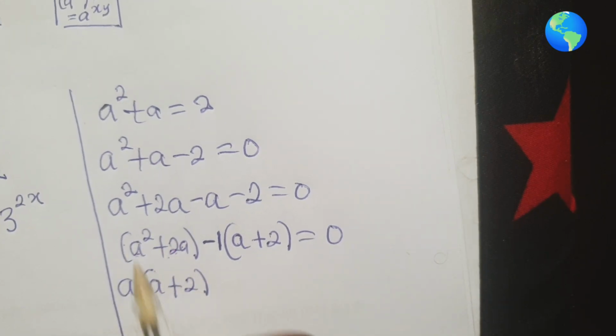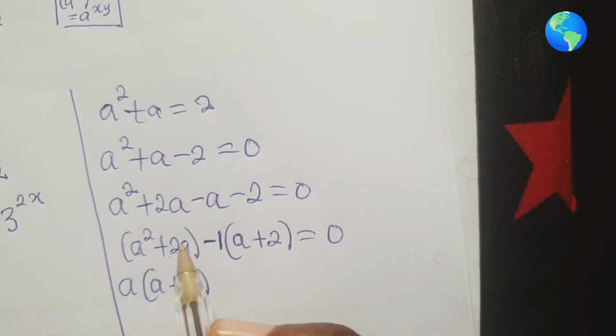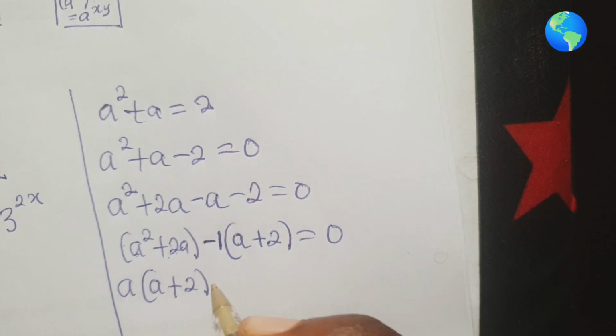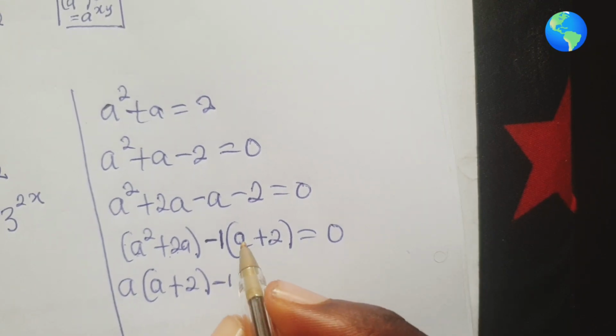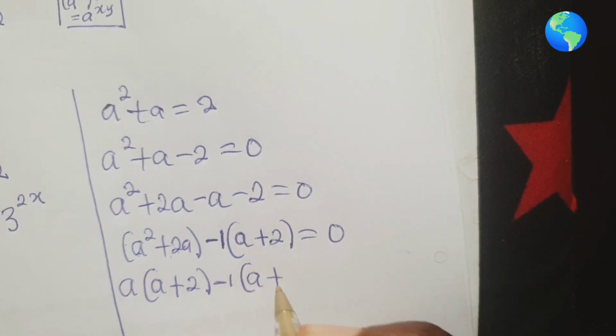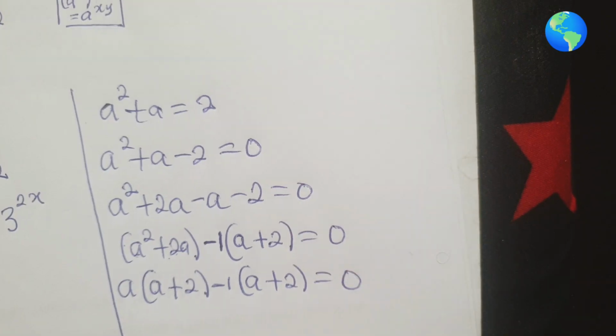Because if I factor out a, I'll be left with a. If I factor out a here, I'll be left with 2. Minus 1 into, I'm still going to have a plus 2 to be equals to 0.